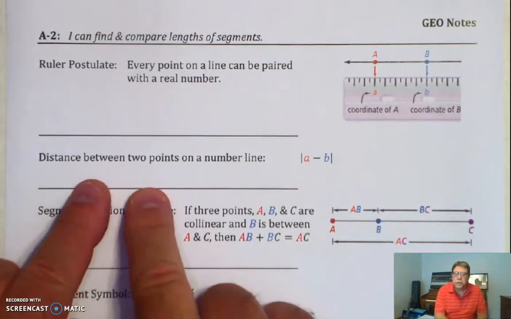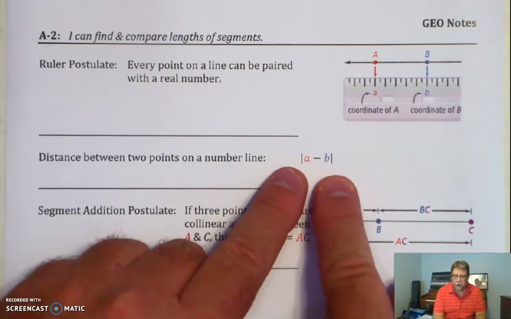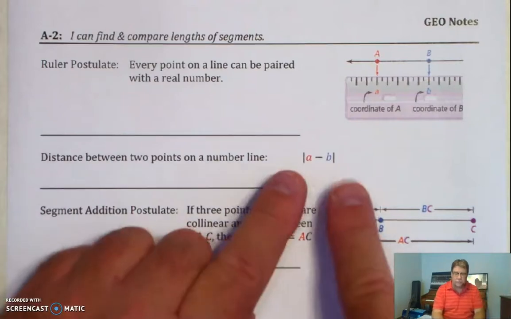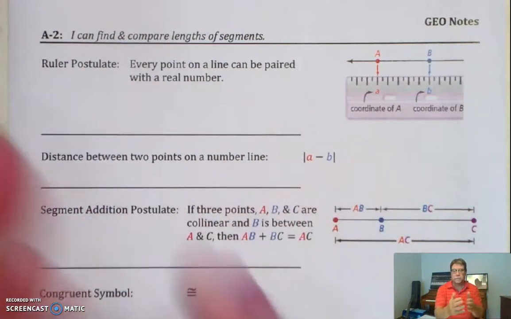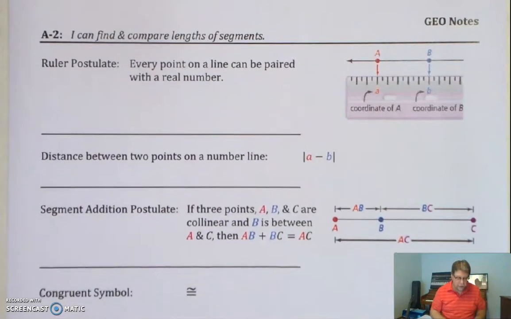The distance between 2 points on a number line, though, can be thought of as the absolute value of A minus B, and I have an absolute value mark here. For example, if you have 2 points, usually what you do is you take the higher number minus the lower number, but you don't have to. That's why the absolute value is there. You just have to take one of the numbers minus the other number. I do want to caution you to be aware of negative numbers. You might be taking a number minus a negative, which means you're actually going to add.